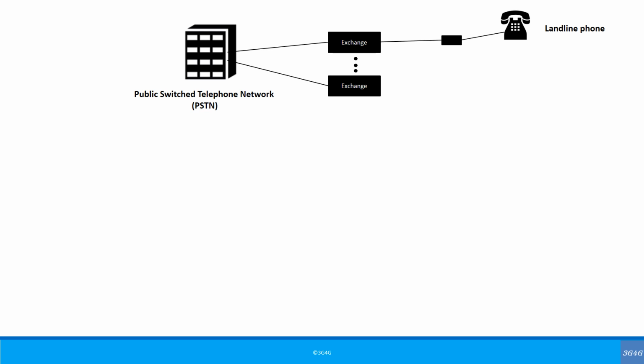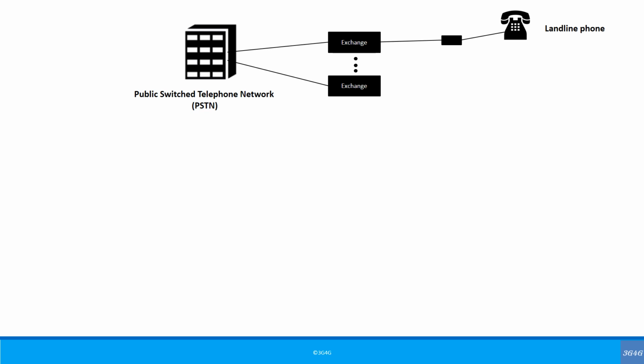So let's start by looking at how landline technology works in general. For example, we have the public switch telephone network. So this is the old telephone exchange from which we get our landline connectivity. So this main exchange, PSTN, has multiple exchanges which are distributed across the country. This provides connectivity from outside to inside your house.